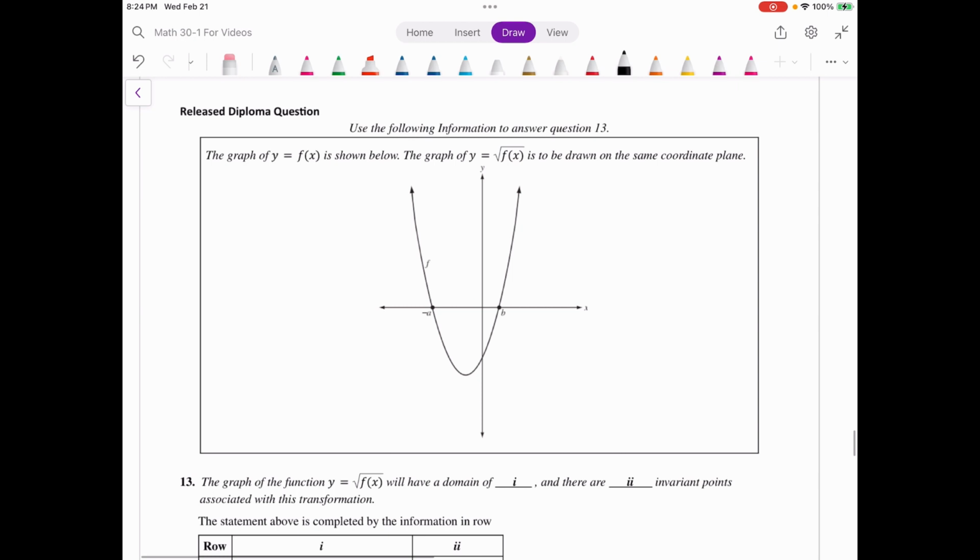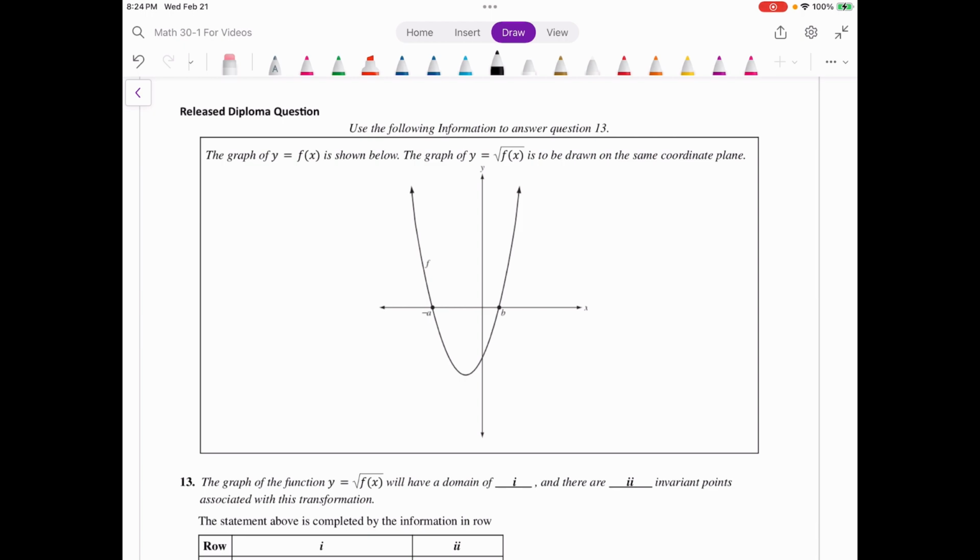I'm going to go ahead and guess we're taking the square root of this graphed function, but let's just read to make sure. The graph of y equals f of x is shown below. Okay, yes, I was right. The graph of y equals square root f of x is to be drawn on the same coordinate plane. We want to figure out what will be the domain of that square root function, not the original, and how many invariant points will there be when we go from y equals f of x to y equals root f of x. How many points won't change?